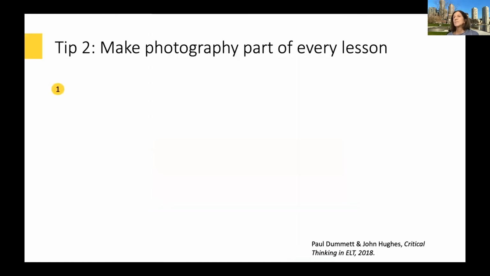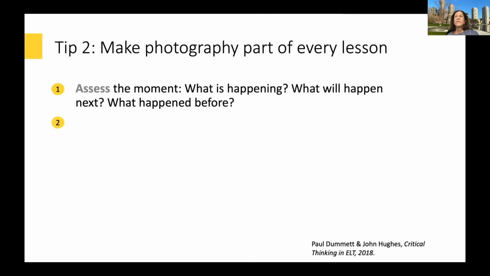The second tip is make photography part of every lesson. And here are 4 ideas from Paul Dummett and John Hughes from their book, Critical Thinking in ELT. The first is, when you have a photograph, have the students assess the moment. What's happening? What will happen next? What happened before? This is something most of us always do.